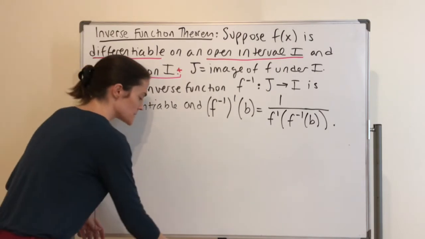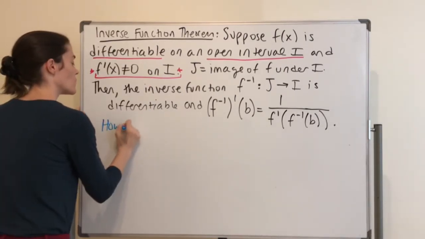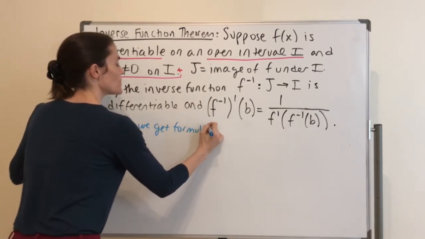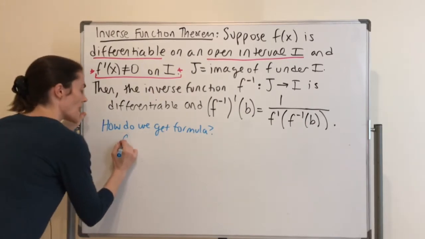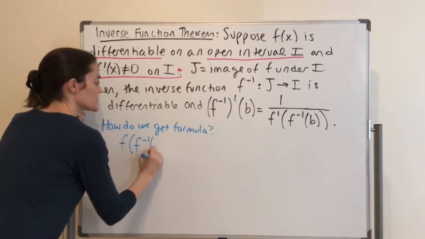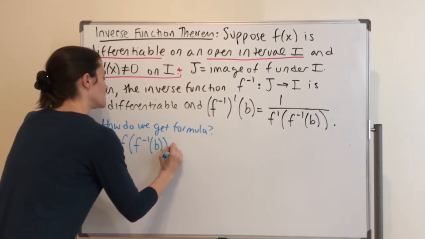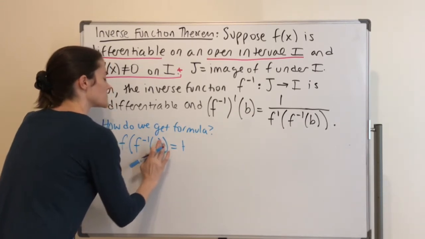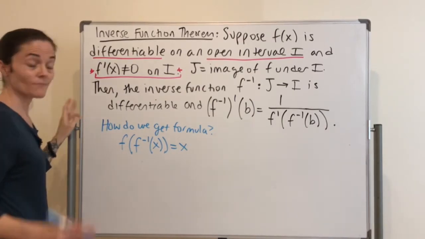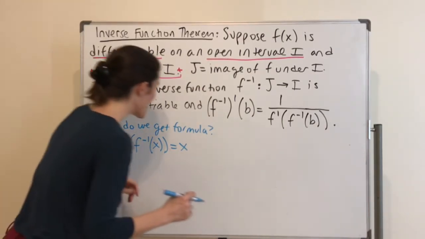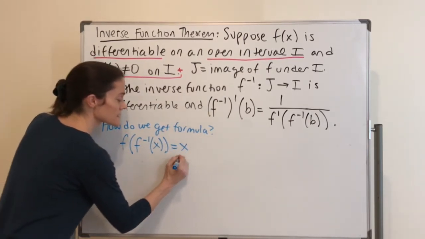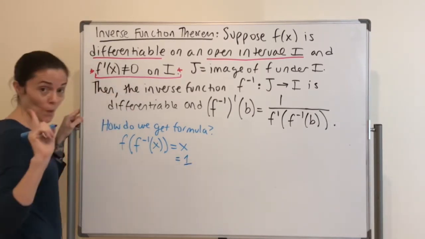Now, the other thing I will say is, how do we get the formula? And this is worth mentioning. We know, let's see, I'll do it this way. Compose f of f inverse of x, maybe I'll write x because I want a variable, is x, okay? This is definitely true. Well, let's just differentiate both sides, okay? Derivative of x with respect to x is 1.